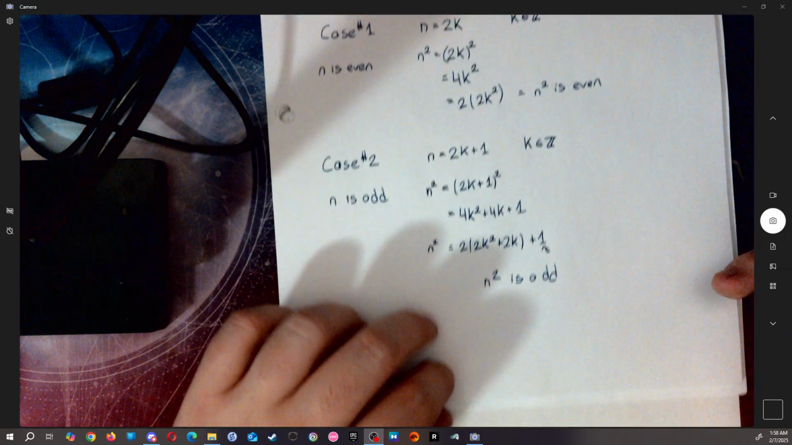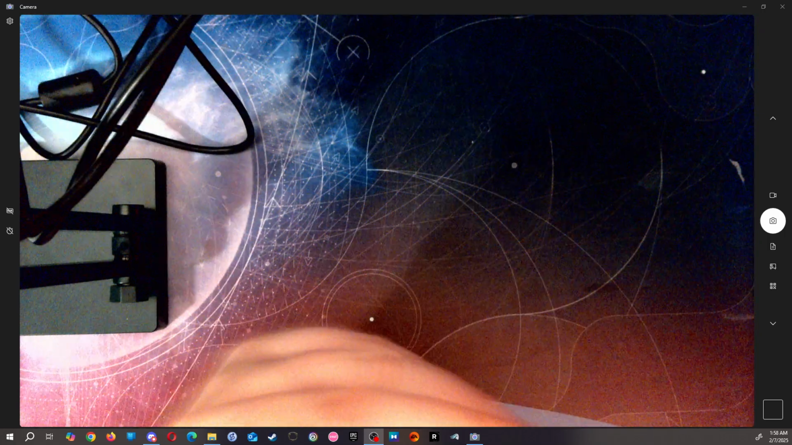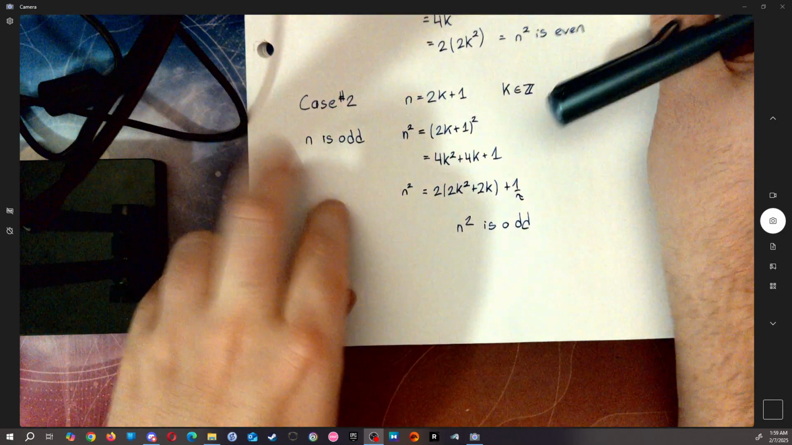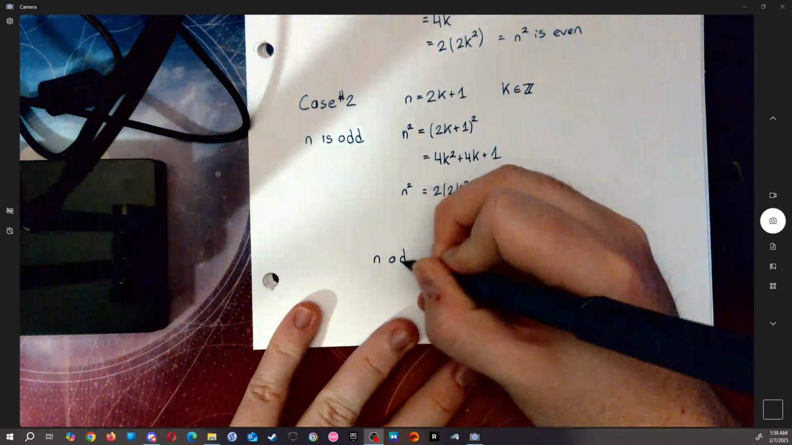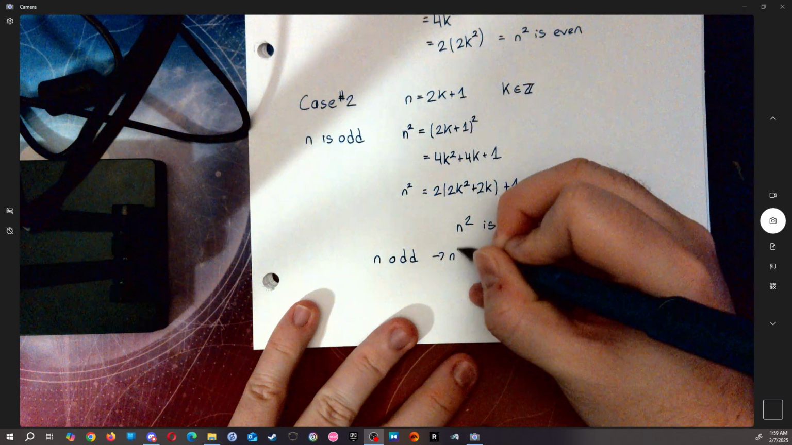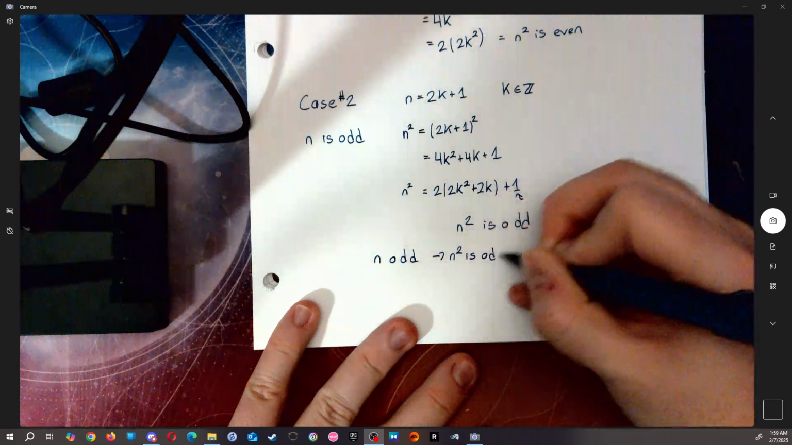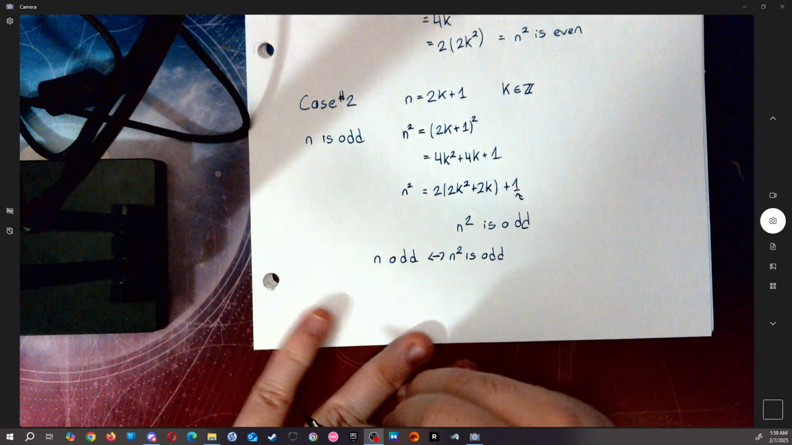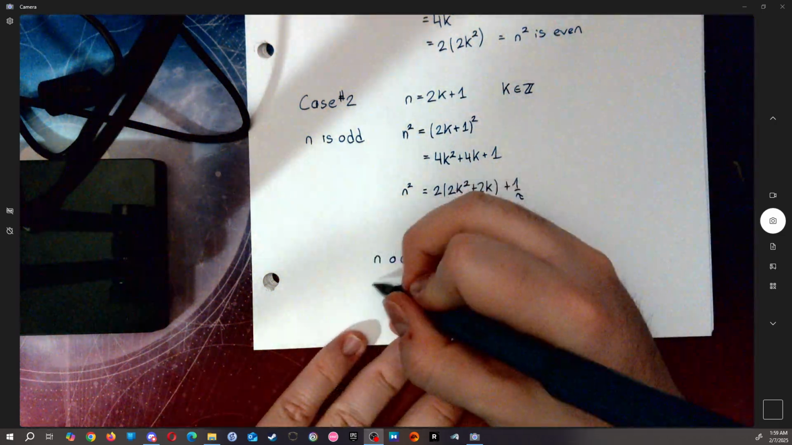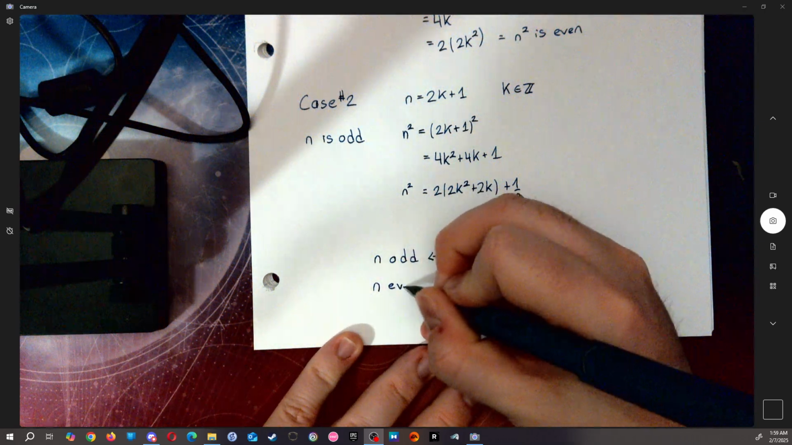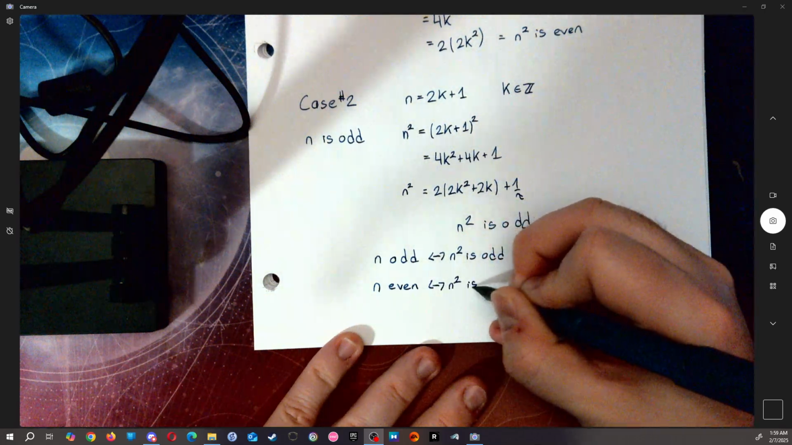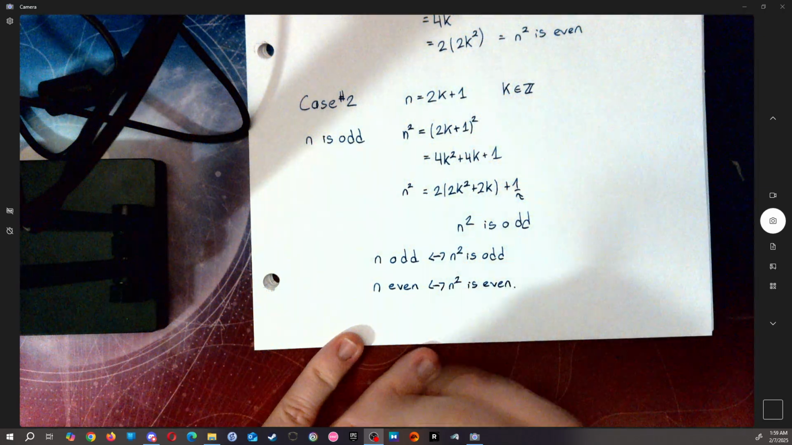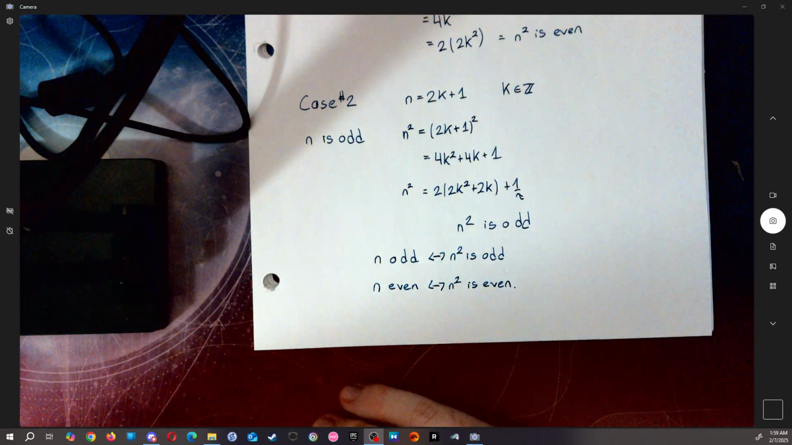Okay, so I've proved, sorry, let me just get a little organized here. Okay, so I've proved that when n is odd, n squared will be odd, and vice versa, right? So I'm going to do a double-ended arrow to show that the logic goes both ways. Same here, when n is even, n squared will be even, and again, the logic goes both ways. Okay. So that's my proof right there.